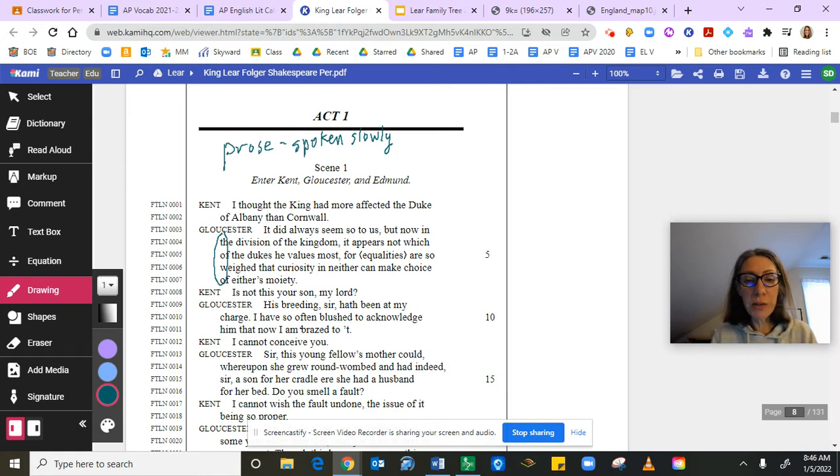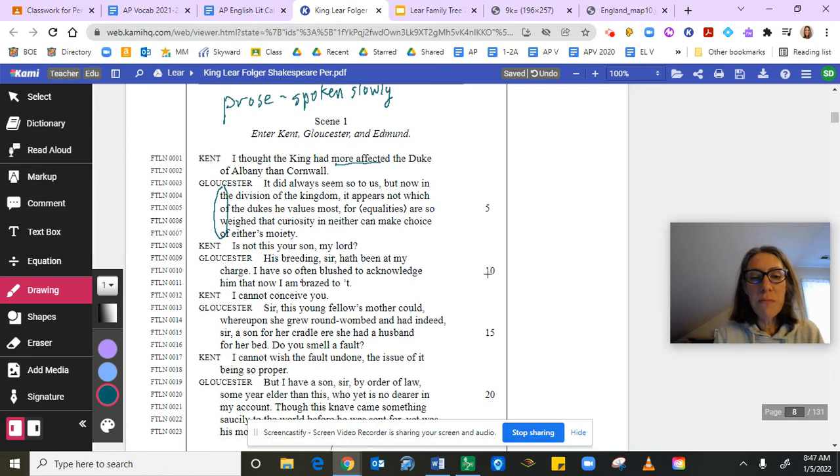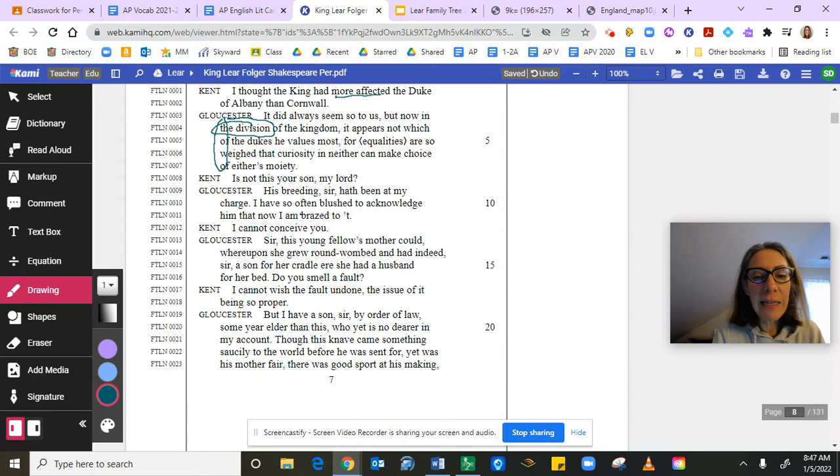So you're using your key here, and you know that when it says "more affected to," it means more partial to. So in other words, I thought the king liked the Duke of Albany more than Cornwall. So this idea of who's going to get the land, because he's going to divide up the kingdom. Moiety is a word that we had as a vocab word, right? Each one's part.